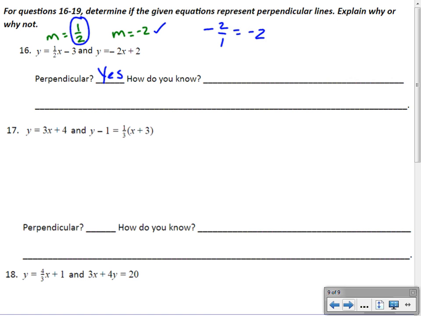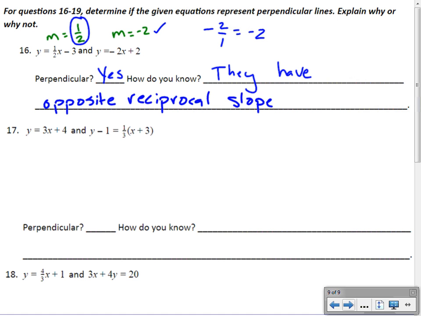How do we know? They have opposite reciprocal slopes. Okay, and that's going to be our reasoning every single time.